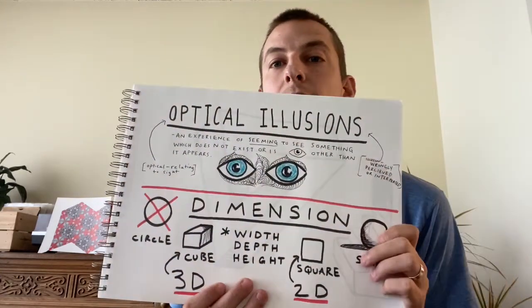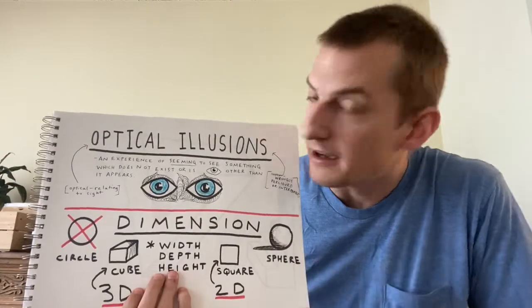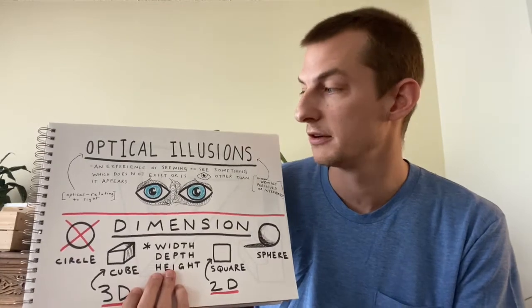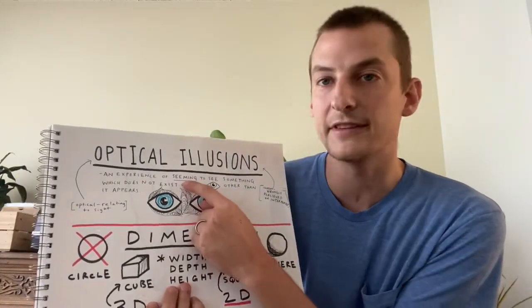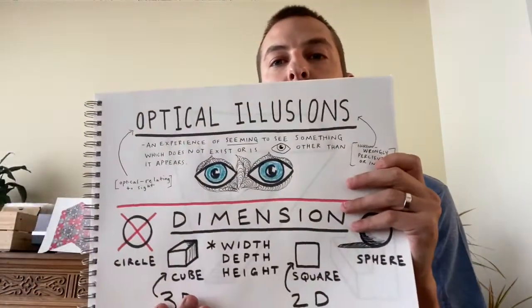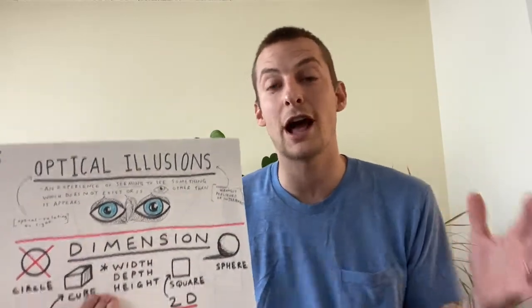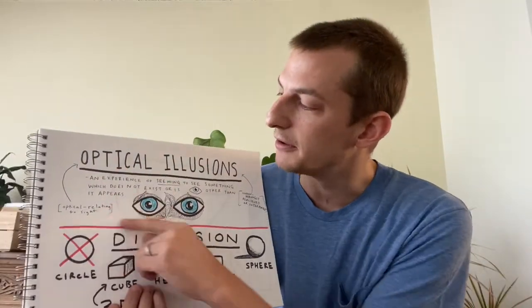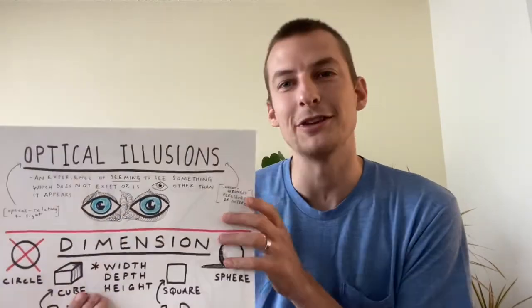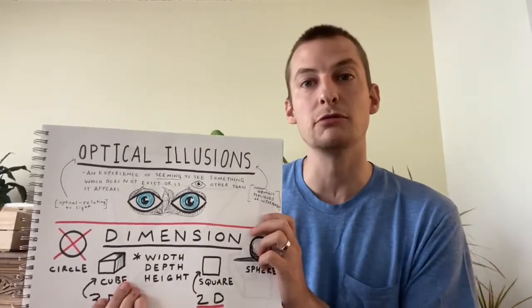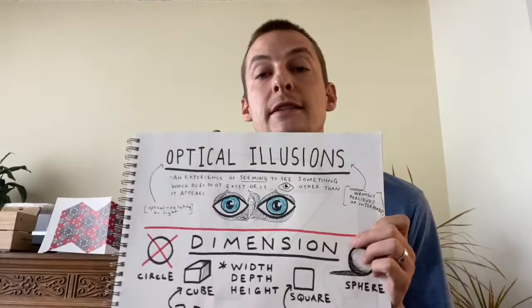Okay, so let's break down the words optical illusion and dimension really quick before we get started. An optical illusion is an experience of seeming to see something which does not exist or is other than it appears. I underline the word seeming here because you're not really sure exactly what you're seeing. It's hard to differentiate if it's real or not real, okay? The word optical just means relating to sight, okay? That's why I drew these eyeballs here and this little optical illusion behind it. An illusion is just to wrongly perceive or interpret something, okay?